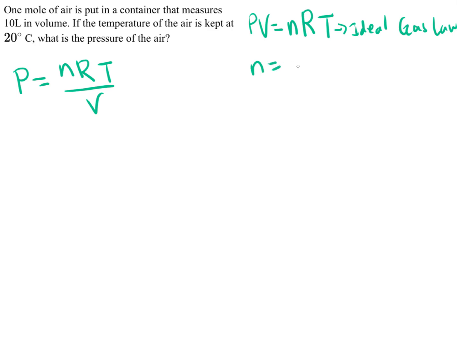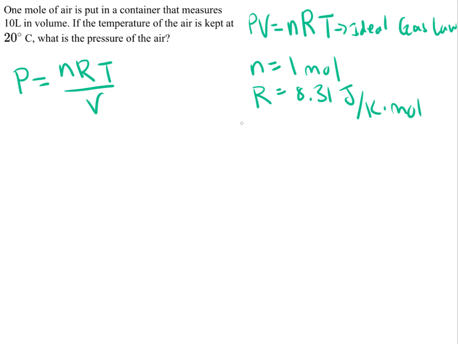The number of moles of the air is 1. It says there's 1 mole of air in a container. So N is 1 mole. R, or the gas constant, is a constant, and it is equal to about 8.31 joules per Kelvin mole.